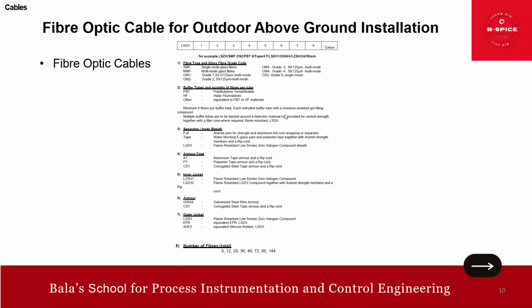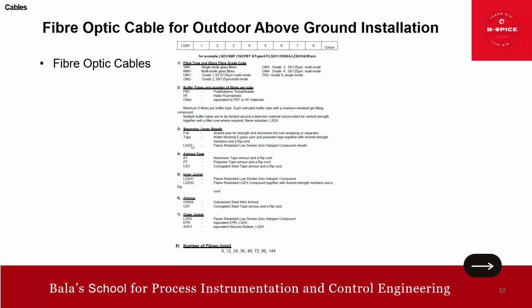Each extruded buffer tube has a moisture resistant gel filling compound. So minimum 6 fibers per buffer tube. Multiple buffer tubes are to be twisted around the dielectric material and a rod provided for central strength, together with the filler core wherever required. So this is about the fiber buffer tube.